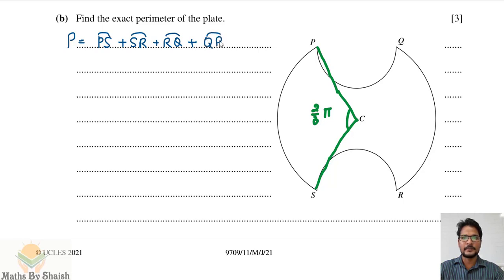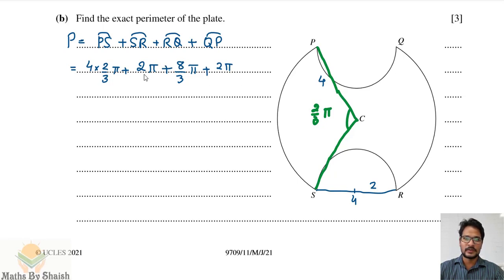We have the central angle, so we can directly find it by the formula: arc length is r theta, and r is 4, we know the radius is 4, so it is 4 into 2 by 3 pi plus SR. SR is a semicircle, and the diameter was 4 centimeters, so the radius would of course be 2. The semicircle perimeter would be 2 pi r by 2, that is pi r only, and that is going to be 2 into pi, plus RQ. RQ is the same as PS, so it is also 8 by 3 pi, and the last QP is the same as RS, that is going to be 2 pi. We could have added these because they form a complete circle, so it would be 2 pi r, that is 2 into 2 pi, the same as this, so that's fine.